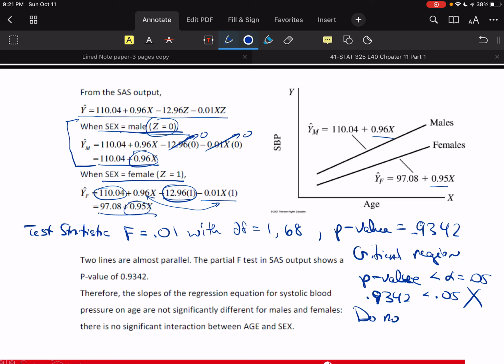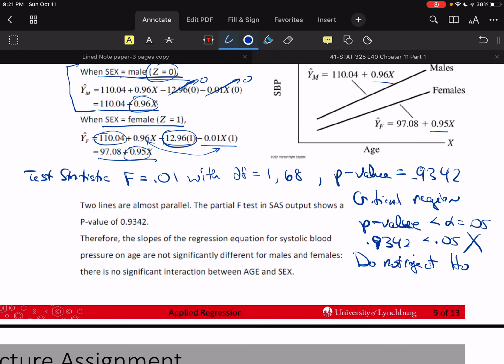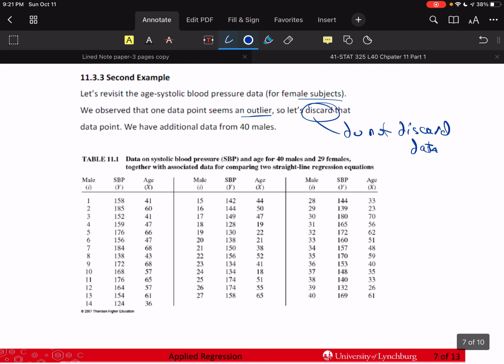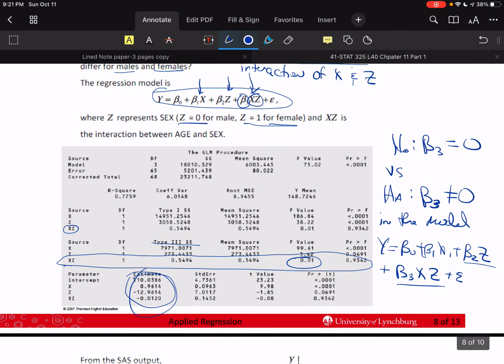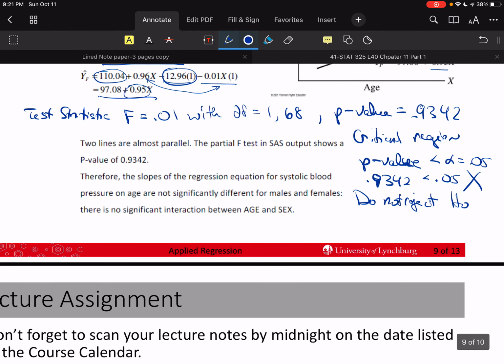Do not reject H naught. There does not exist sufficient evidence to support the claim that the interaction between sex and age is significant in predicting the outcome Y, which is systolic blood pressure, at a 95% confidence level, tested with N equals 69 subjects.